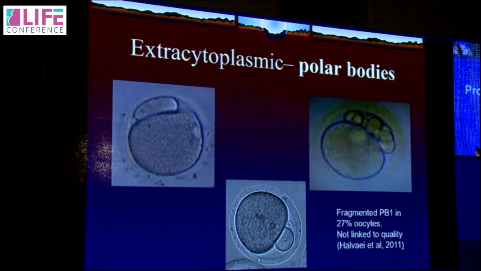If the polar bodies are large, like they are in these pictures, again, we wouldn't go on to fertilize them. We wouldn't go on to do ICSI. However, there was a study from 2001 that showed that if you have fragmented polar bodies of a normal size, then that is actually okay. That's not related to quality as it once was thought to be. And about a quarter of metaphase II oocytes do have fragmented polar bodies.